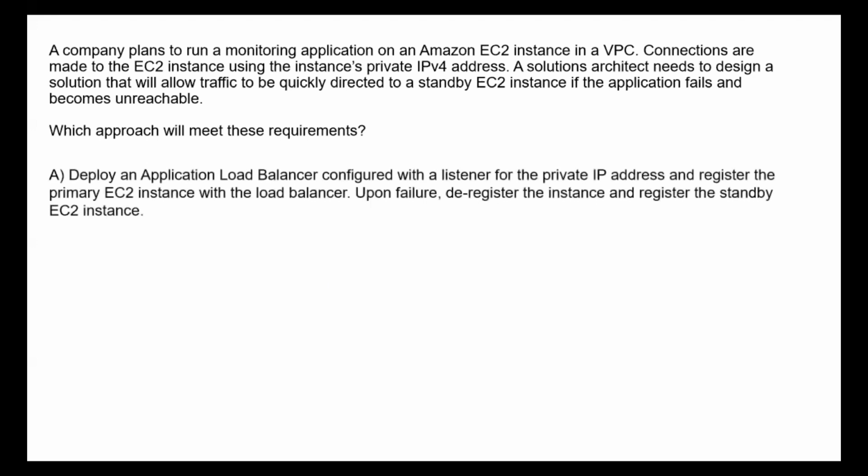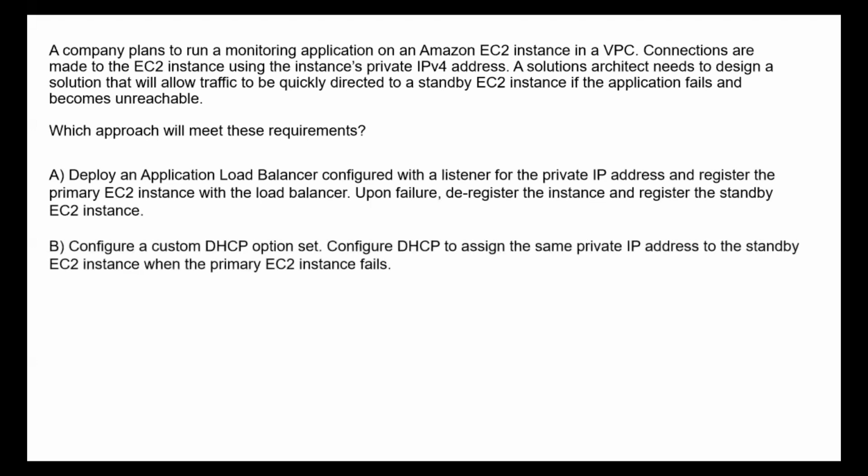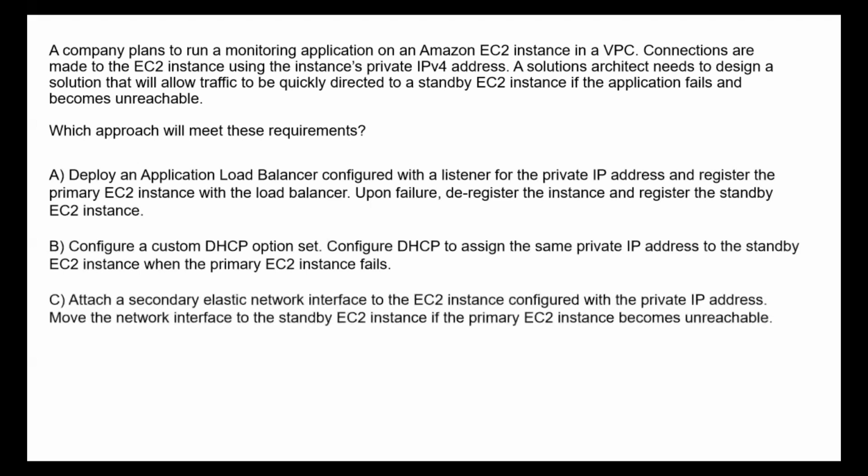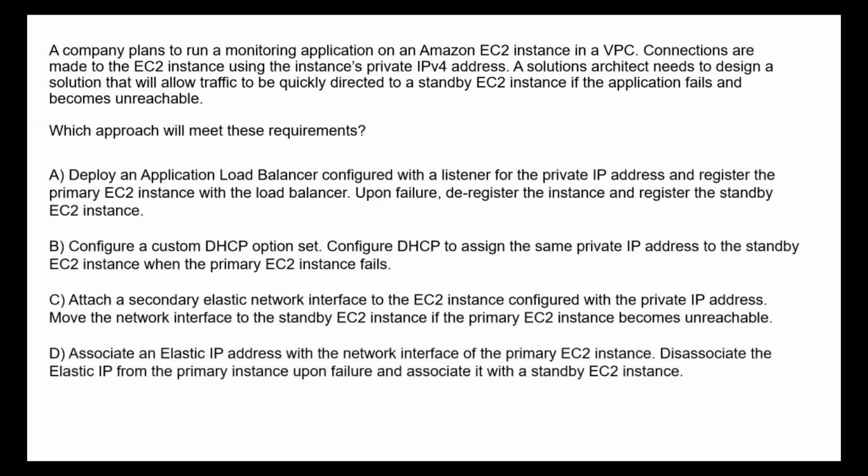Deploy an application load balancer configured with a listener for the private IP and register the primary instance with the load balancer. Upon failure, deregister the instance and register the standby EC2 instance. This is one option. Second option is creating a custom DHCP option set. Third option is creating a secondary elastic network interface for the EC2 instance, configured with a private IP address, and moving the network interface to the standby EC2 instance if the primary instance becomes unreachable. And associate an elastic IP address with the network interface of the primary EC2 instance. Disassociate the elastic IP from the primary instance upon failure.